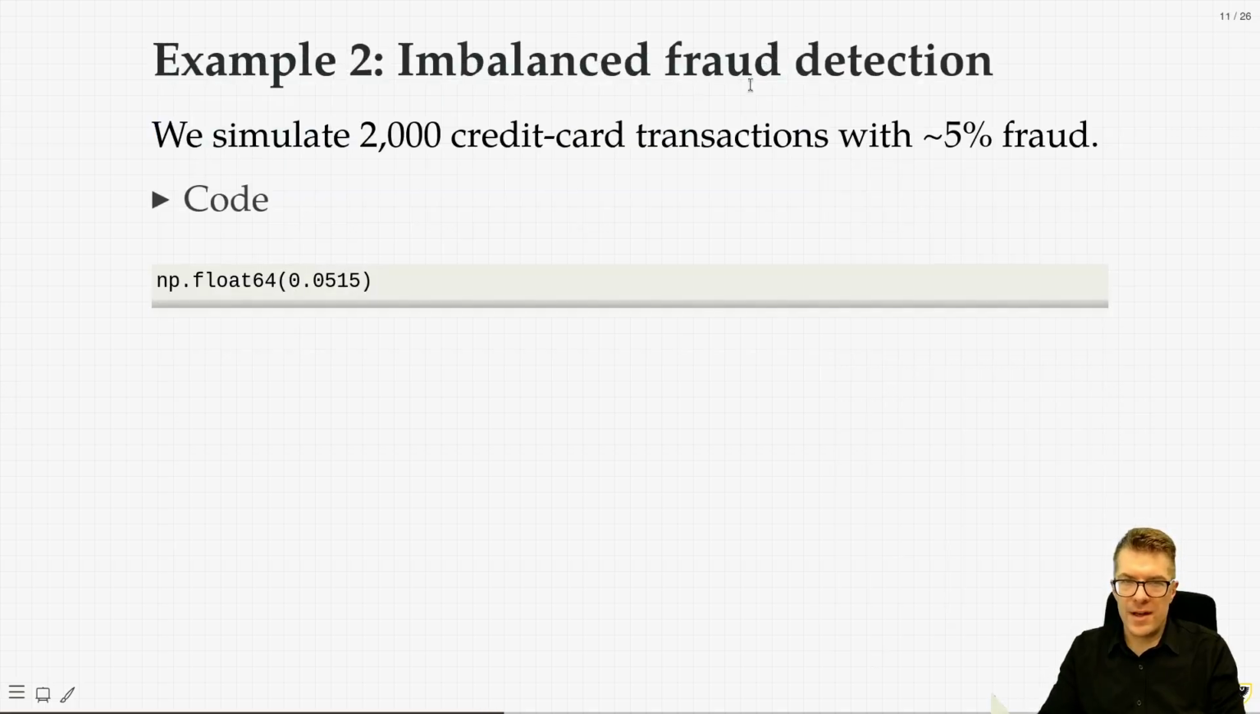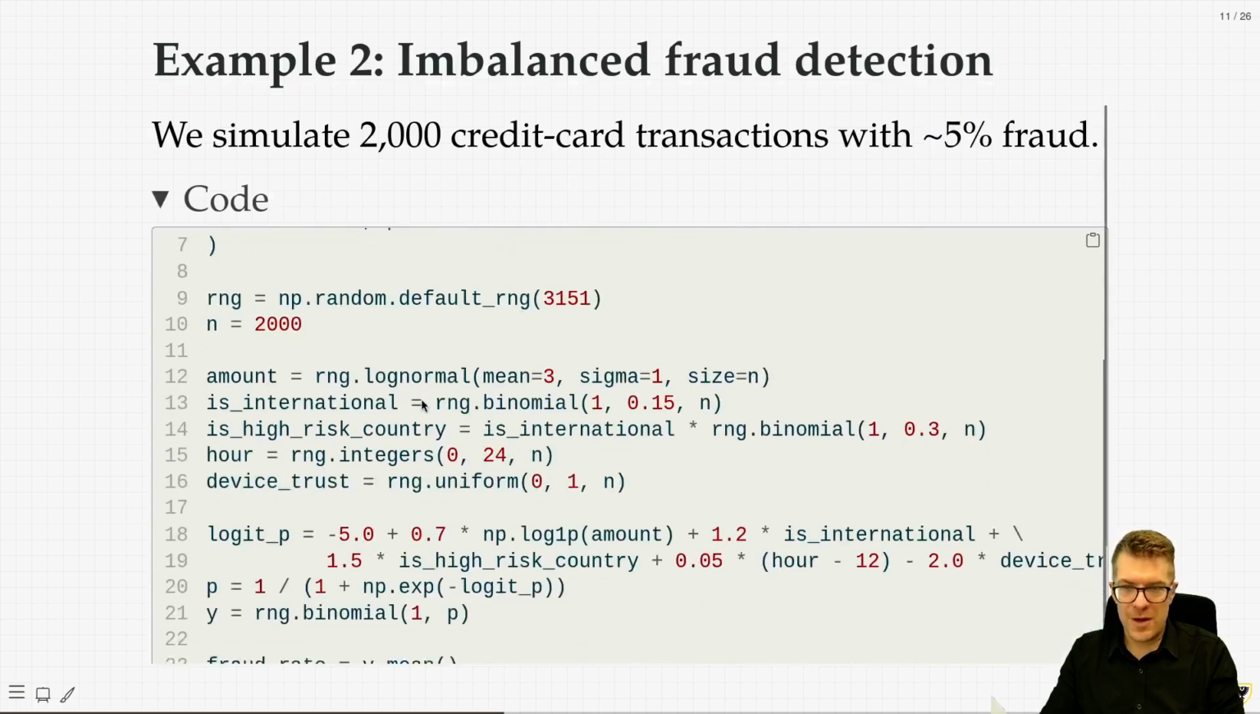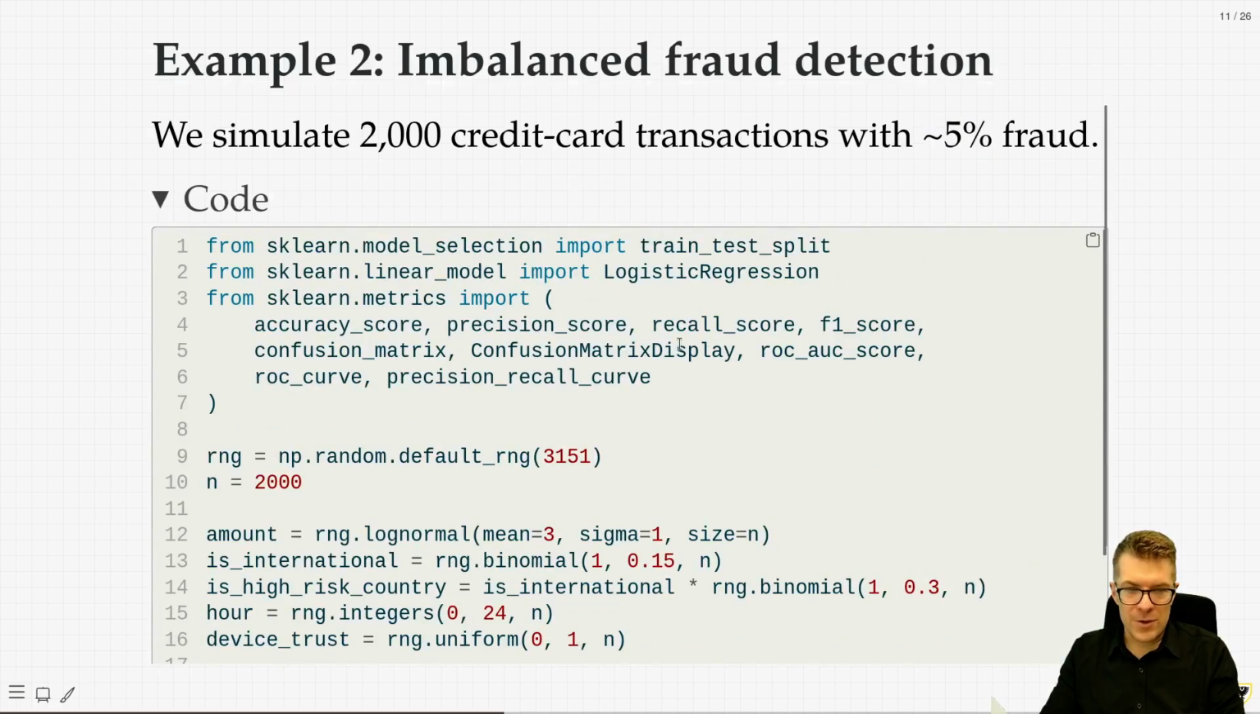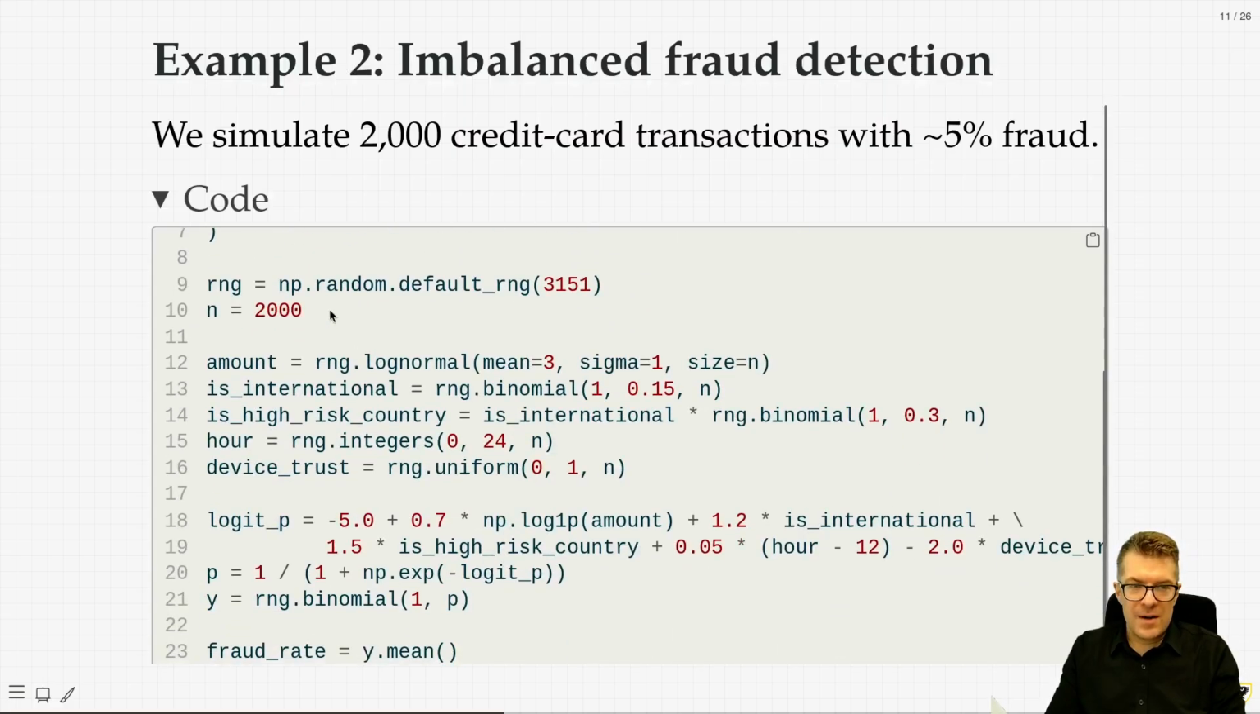So staying with this idea of fraud detection, we're going to simulate 2,000 credit card transactions, and now this is a bad neighborhood. So instead of 1% fraud, maybe we have 5% fraud. So here's just some code that we use to do so. Nothing much is happening here. We have our random seed just to keep things reproducible. Here are 2,000 instances. We have a log normal distribution with means and sigma set.